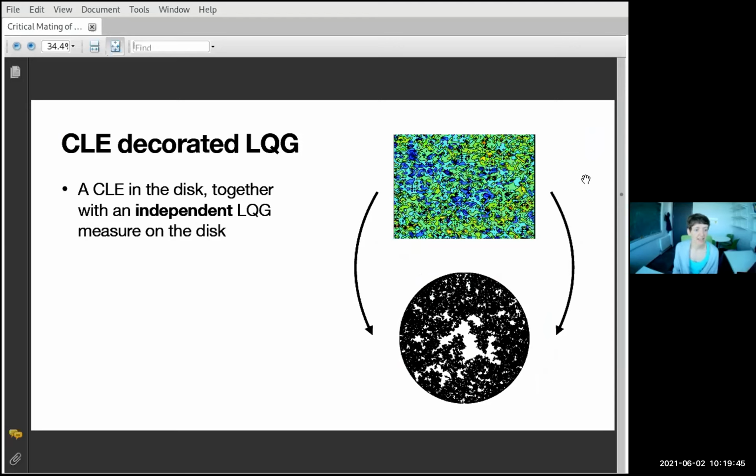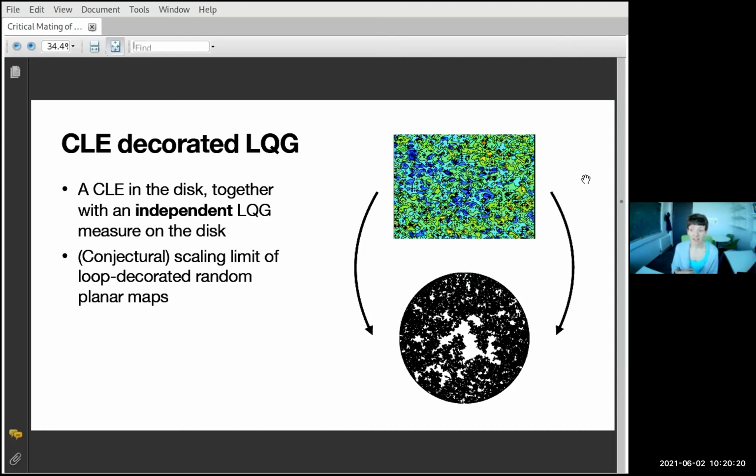So I take a CLE4 in the disk, or in general, I can take a CLE kappa defined on the unit disk of the complex plane. And then I also take an independent Gaussian free field on the unit disk. And from that, I define the Liouville quantum gravity measures. So on the same disk, I have defined a CLE and an independent Gaussian free field and resulting Liouville quantum gravity measure. All right, so I've taken the objects and I've combined them basically in the simplest possible way. I've coupled them in a simple way.